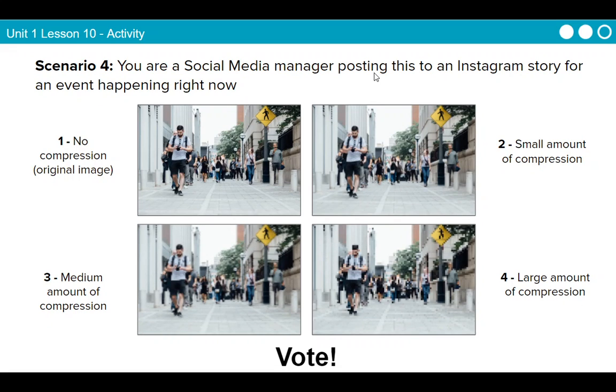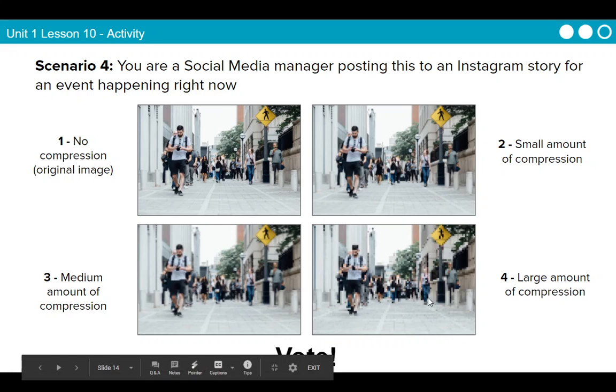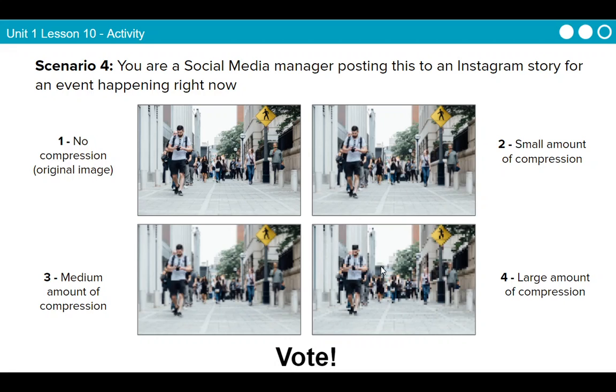You're a social media manager posting for an Instagram story, an event happening right now. Probably not number 4, unless you're doing the Pixel Brigade or something. I don't know. So again, which one is okay? That's because you gotta think about this. If you put stuff on web pages and you put high quality, it takes longer to download. So how many people go to web pages and they're like, load already? Well, you gotta think about that and account for it as you're looking at this. What are you trying to do?